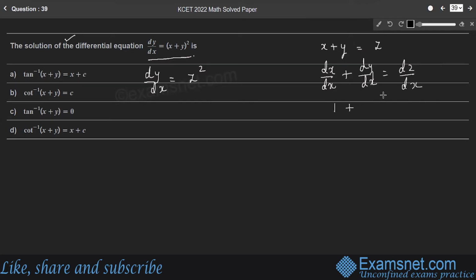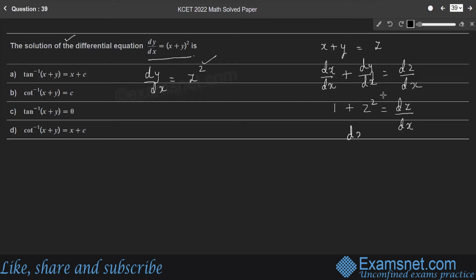1 plus dy by dx is z square, right? So, or x plus y square, right? So, dy by dx is z square is equal to dz by dx, right? So, let us integrate this. So, integrating on both sides. We'll club similar terms here, right?